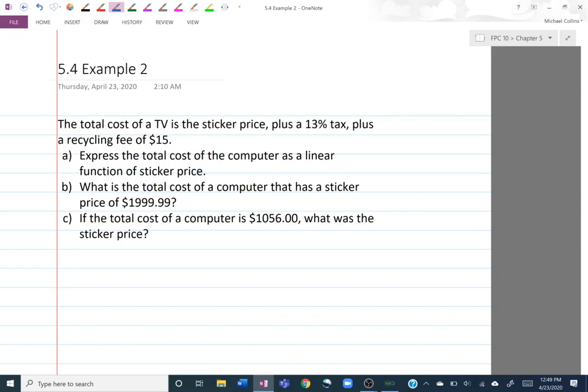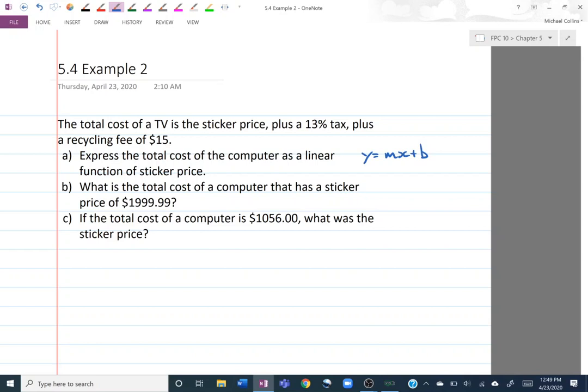So, A, express the total cost of a computer as a linear function of sticker price. So that just means make a linear function. So in your brain, you should be thinking y is equal to mx plus b. That's what we're trying to make. This one doesn't give us 2 points. It's a little bit different. So we need to think about how would we calculate the total cost of a TV?